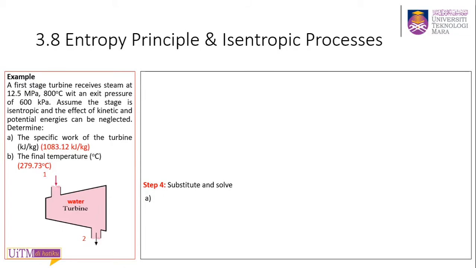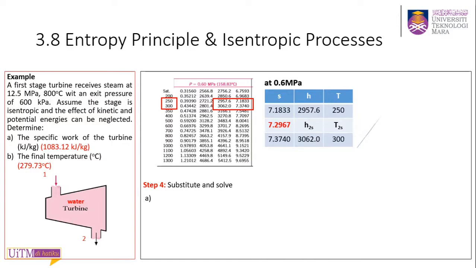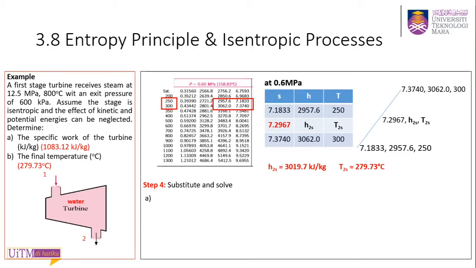Now, for the interpolation technique, at table A6, 0.6 megapascal, we locate where our value for specific entropy is, and then interpolate for h2s and T2s. For those who have forgotten the interpolation technique, this is the example. And as you can see, we have interpolated for the values for specific enthalpy and the temperature at state 2.